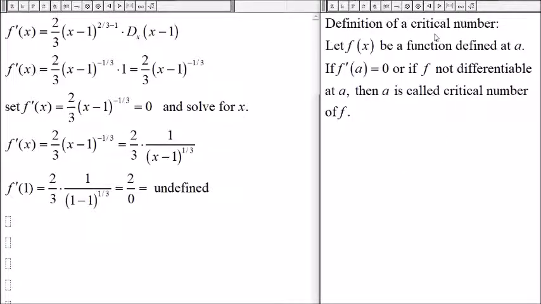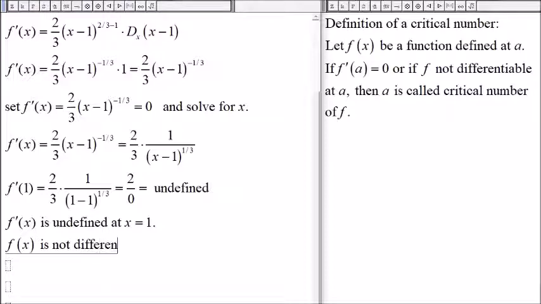And recall that the definition of a critical number is where the derivative is equal to 0, and also where the function is not differentiable, or in other words, where the derivative is undefined. And so in this case, the derivative is undefined at 1, so here we say it is undefined at x equal to 1. And so we said that the original function f of x is not differentiable at x equal to 1.